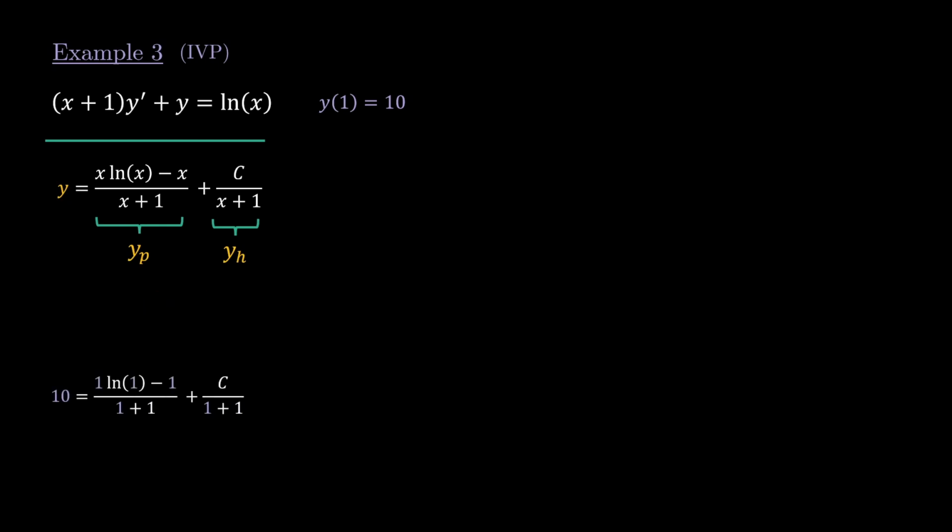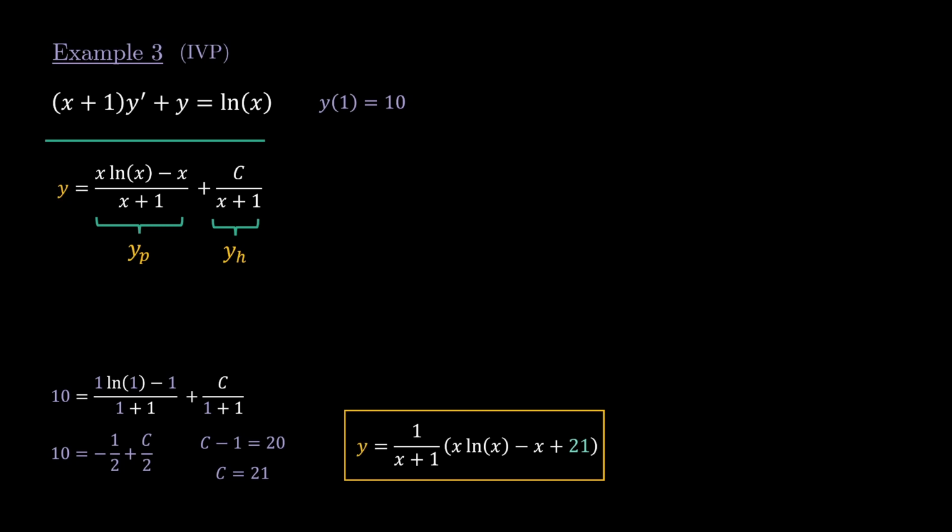So next, let's go ahead and plug in our initial value so we can solve for our constant. Upon plugging in 1 for x and 10 for y, we have this. This should simplify to 10 equals negative 1 half plus c over 2. Further on, we should be able to get c equals 21. And then plugging in, y equals 1 over x plus 1 times x natural log x minus x plus 21. And this right here is our solution for the initial value problem.